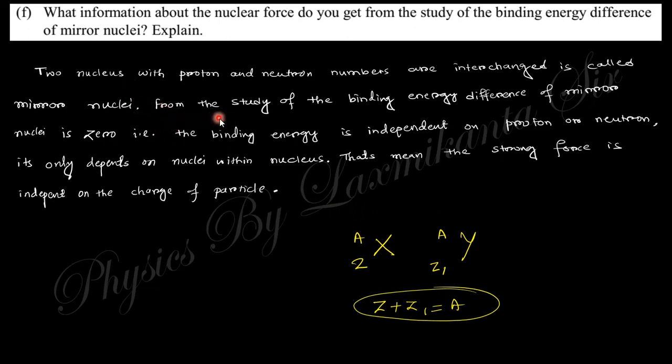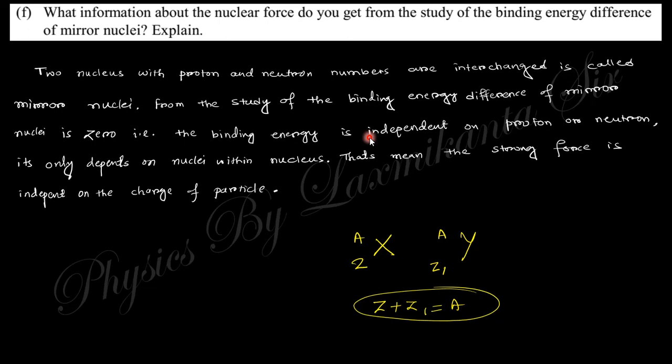So this is called mirror nuclei. For mirror nuclei, you can see that the binding energy difference is 0. That means the number of protons and the number of neutrons are interchanged, but the binding energy is the same. That is, the binding energy is independent of the nature of the particle, whether it is a proton or a neutron. That is the strong conclusion obtained from this experiment.